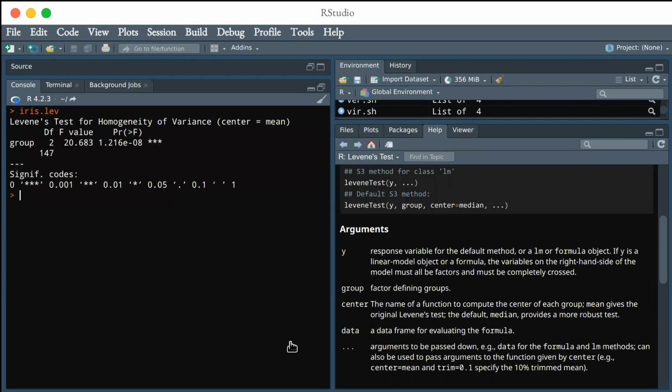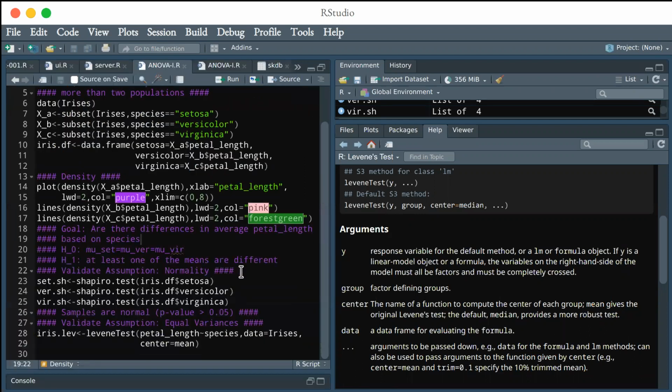So, didn't change anything. Based on what you see, do you believe that the variances are equal? No. Why not, Vicky? I was just looking at the probability, and it's a lot smaller than 0.05. It is the p-value, the probability that we see is extremely small.